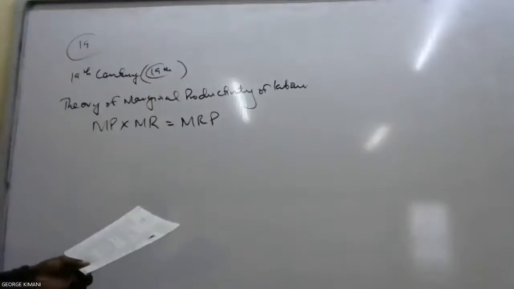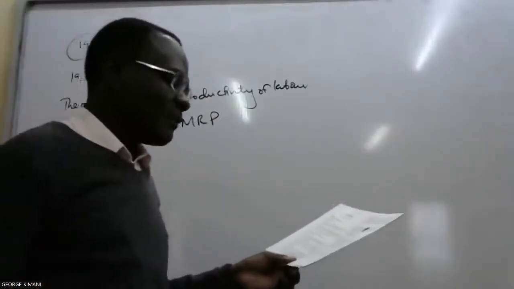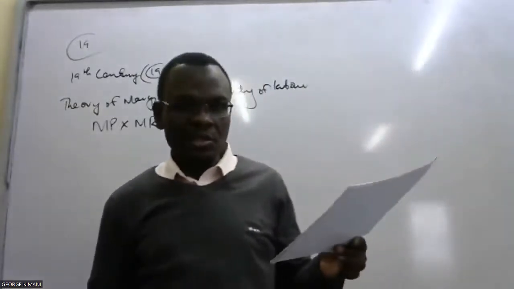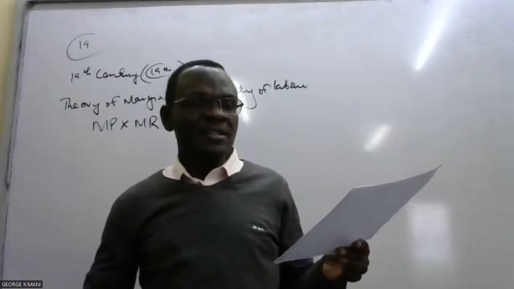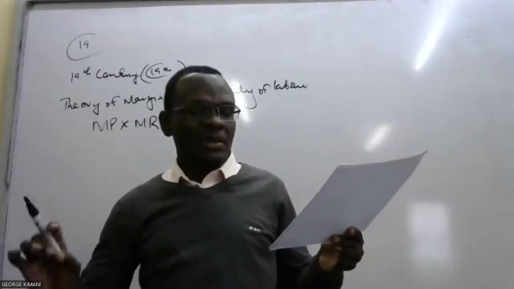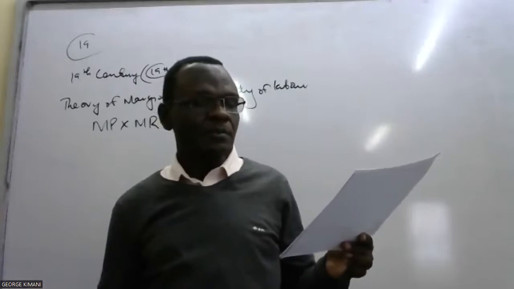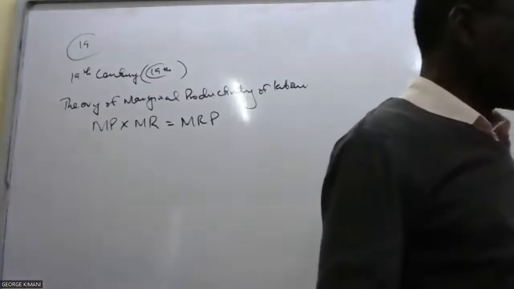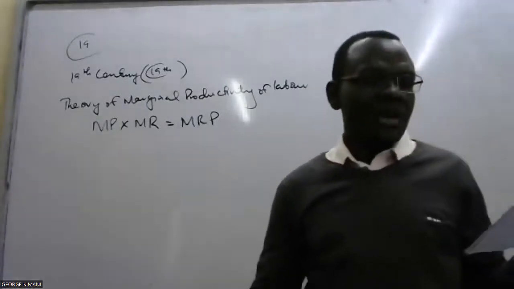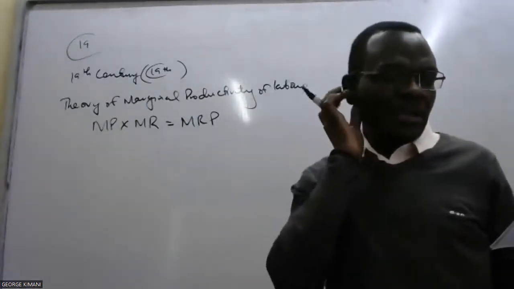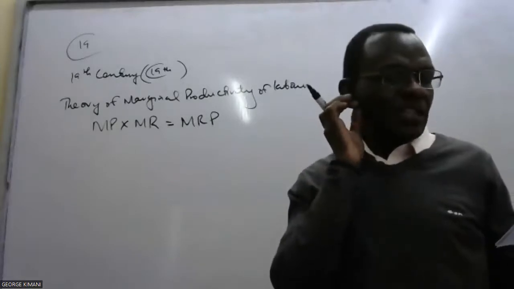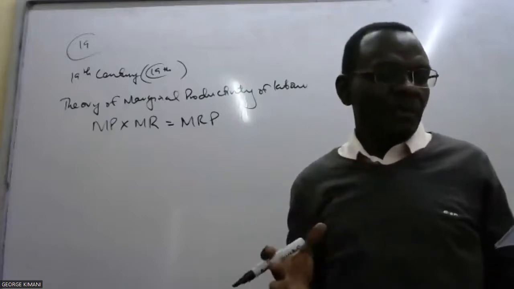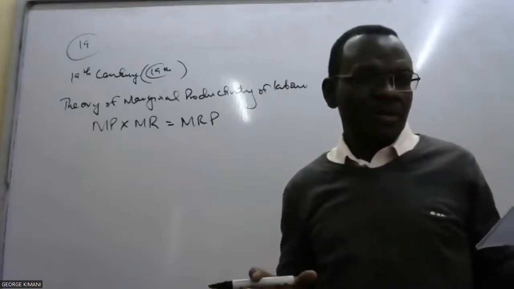Will give me marginal revenue product. Under conditions of perfect competition, the price of the product does not change. If the variable factor is labor, the price of labor is the wage rate. It doesn't change. The price of the product does not change as the firm varies output. And as such, the marginal revenue product of labor is equal to the marginal product of labor multiplied by the price of that product.